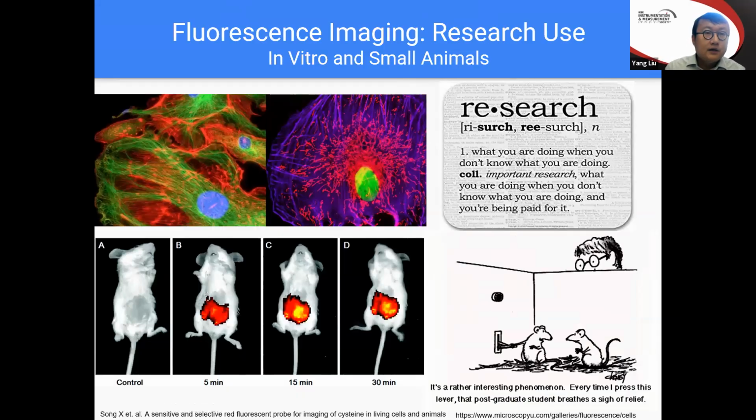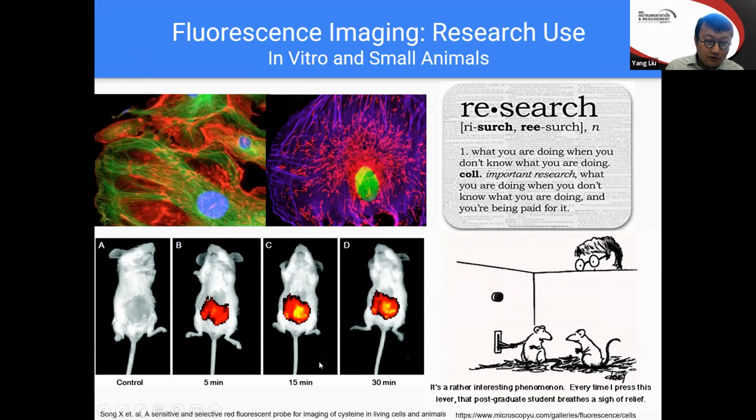And conventionally, fluorescent imaging has been used extensively in the research arena, both in vitro and in small animals. So on the top are images of in vitro fluorescence microscopy. You could image processes at different levels, right? At the tissue level, cellular level, or even subcellular level. You can stain different structures with different fluorescent labeled antibodies or peptides.